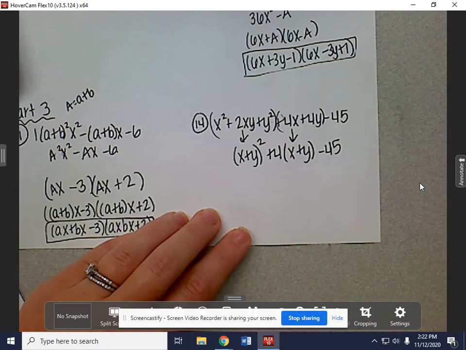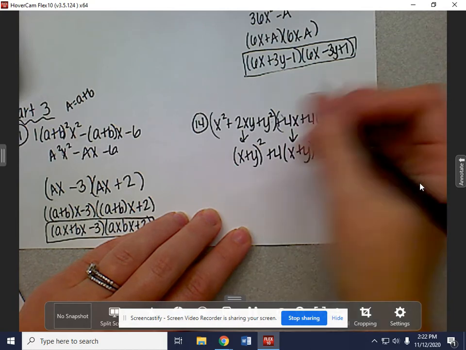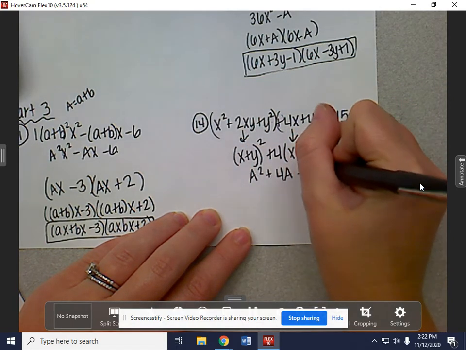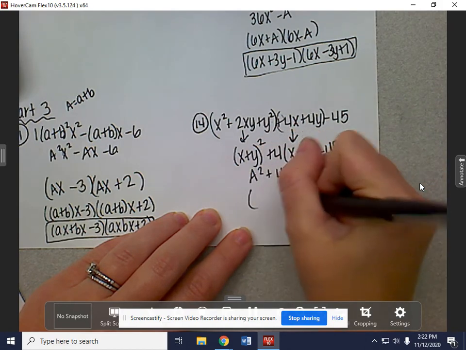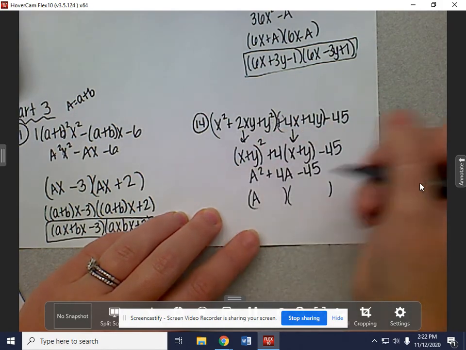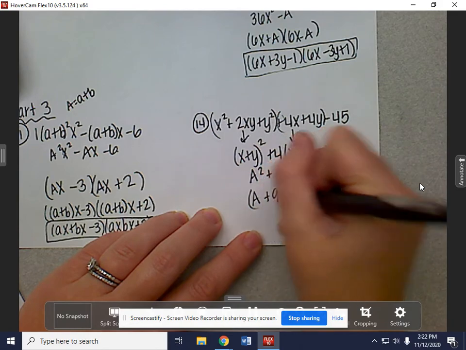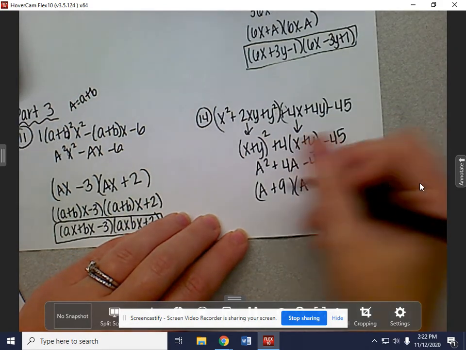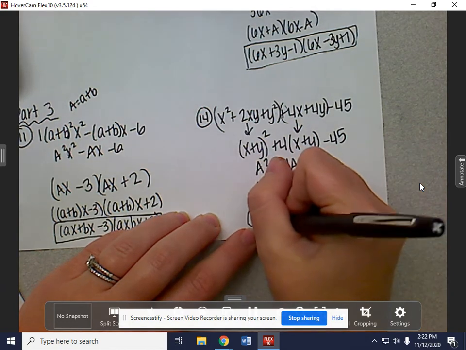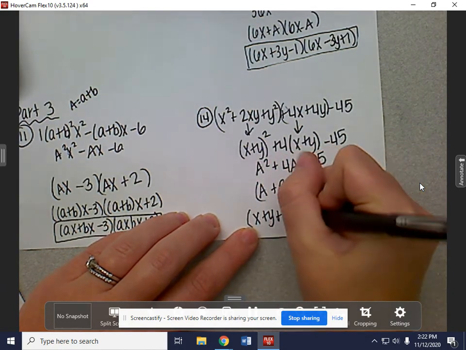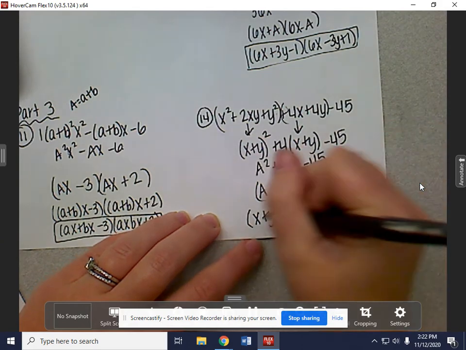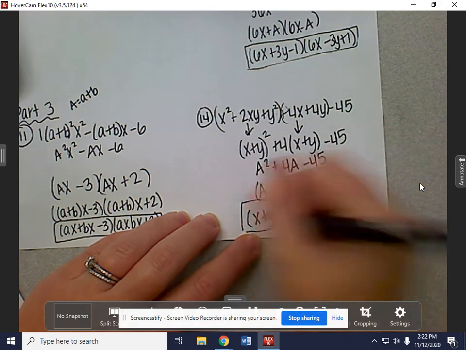What that does is it basically sets me up for what our substitution problems look like. So if I think of that as a squared plus 4a minus 45, that's pretty easy to factor. That would be (a plus 9)(a minus 5). And then you would just plug it back in and replace for a. So that would be (x plus y plus 9)(x plus y minus 5). And that would be your final.